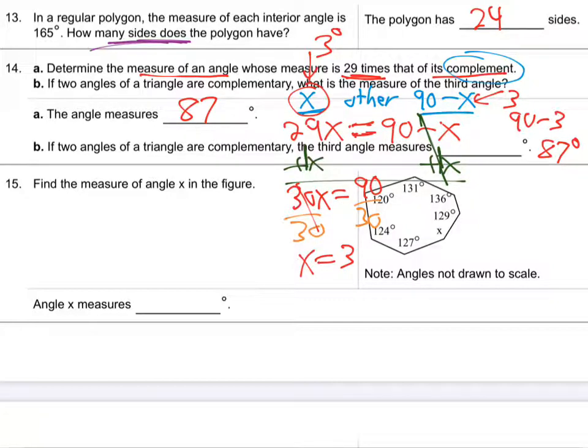Part B: if two angles of a triangle are complementary, what must the third angle be? If you have a triangle, I'll scribble it somewhere over here. If you have a triangle and two angles are complementary, what I would do is just make up numbers. So much of math, when I read some crazy sentence with x's or words I'm not sure about, I just make up numbers.